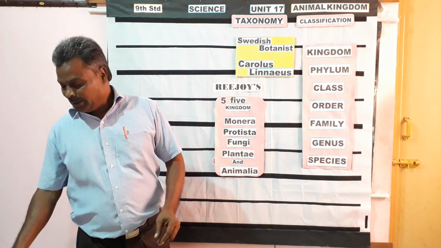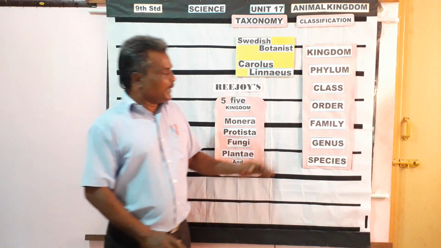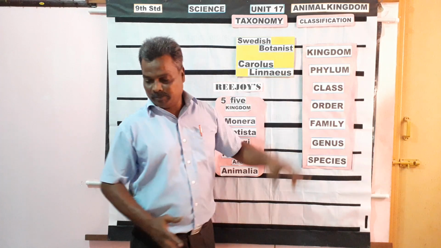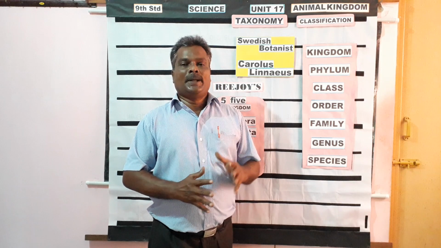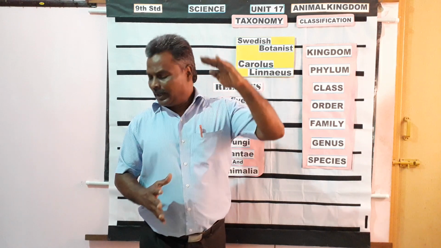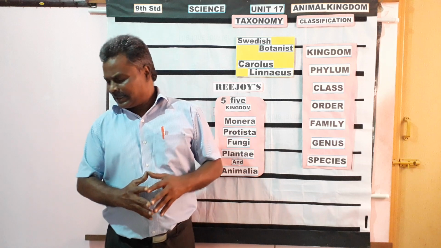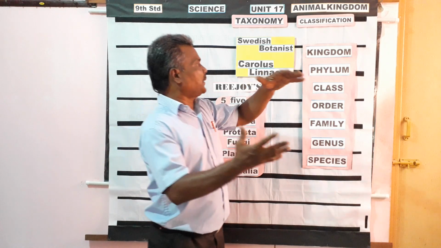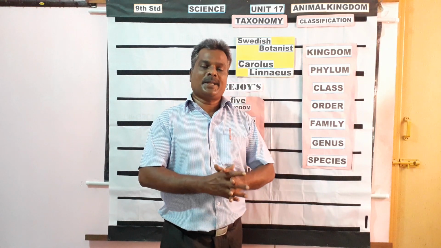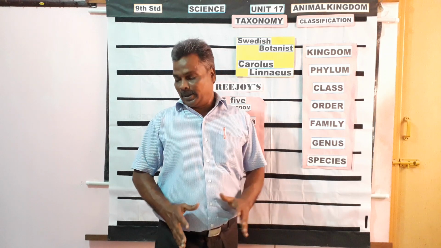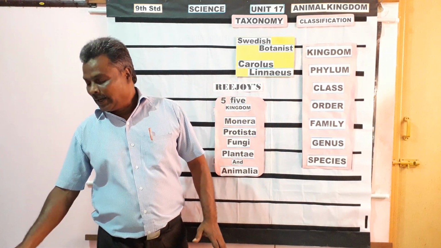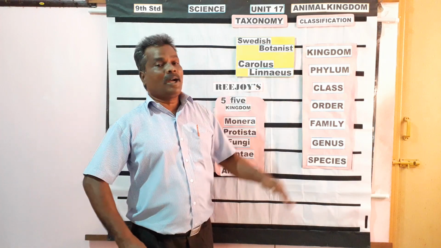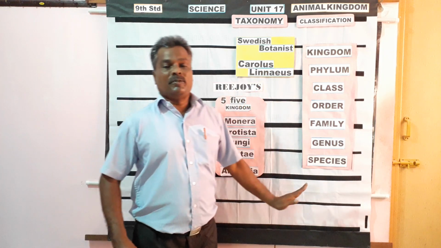Now let's go to the next, phylum. Classes which are related to one another come under a phylum. When we talk about phylum, mammals, reptiles, frogs, fishes, they all come under the phylum Chordata. Chordata means the presence of notochord. The animals which have a notochord are called Chordata. We will learn about phylum Chordata afterwards, at the end of this lesson.